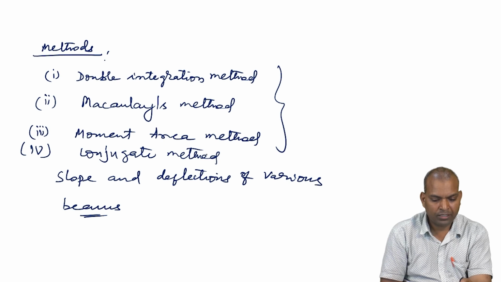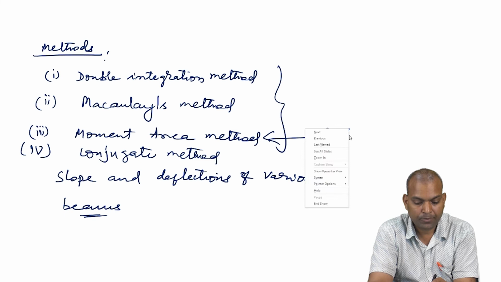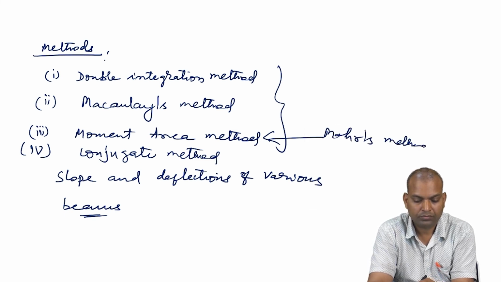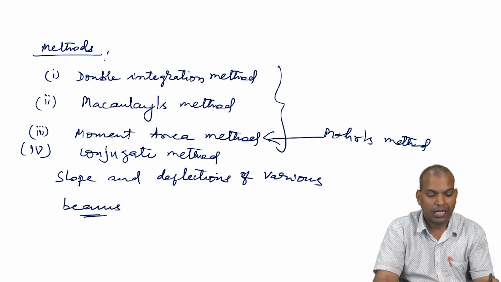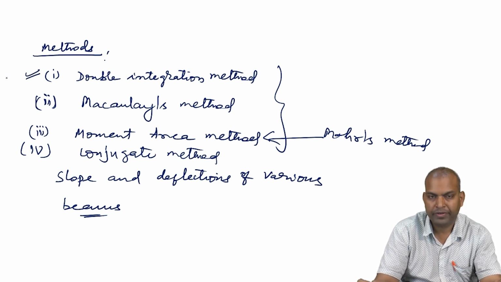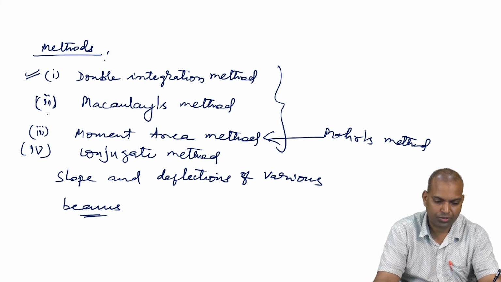The moment area method is also known as Mohr's method. Each method has its own advantages and disadvantages, and for a particular application a lot of advantages are there. The double integration method is highly useful when only one concentrated load acts. Macaulay's method is useful for uniformly distributed loads and also multiple concentrated loads.